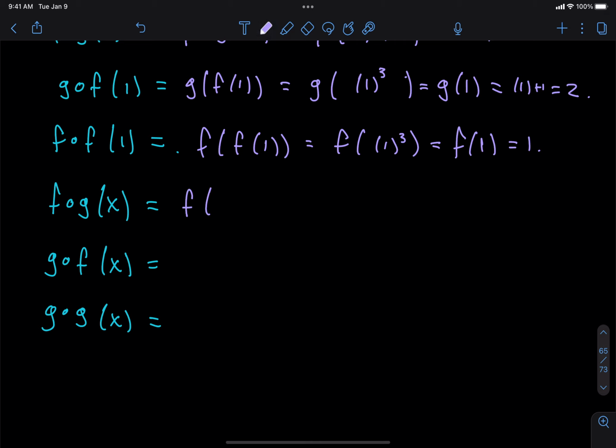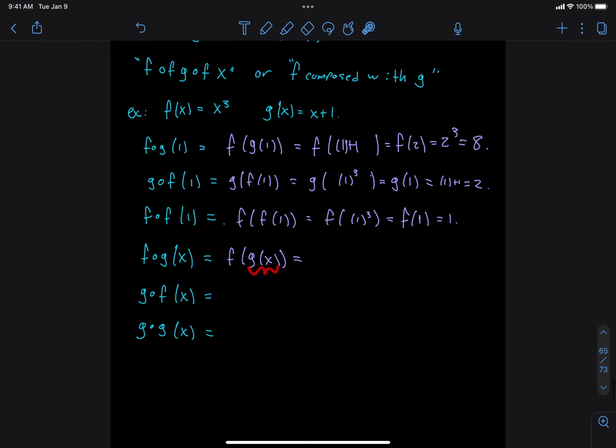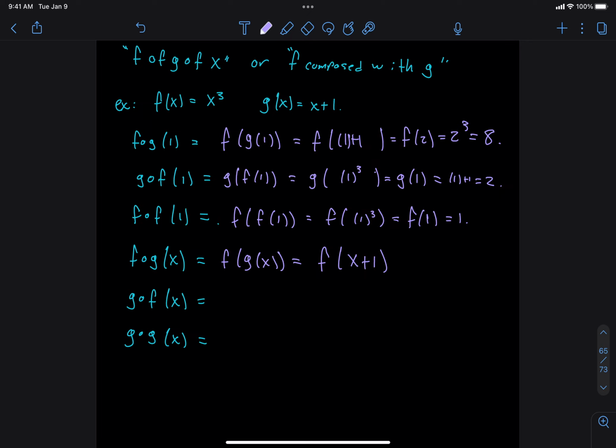So all I'm going to do is first rewrite f of g of x, because I don't like that little circle. And now what are we going to do? Now I'm going to replace g by its function rule. So that would look something like this. F of x plus 1. Okay, f of x plus 1.